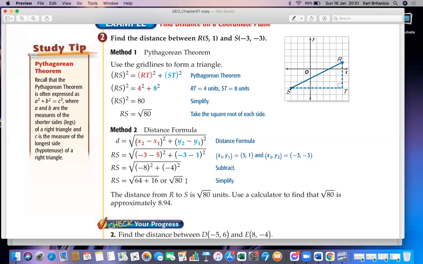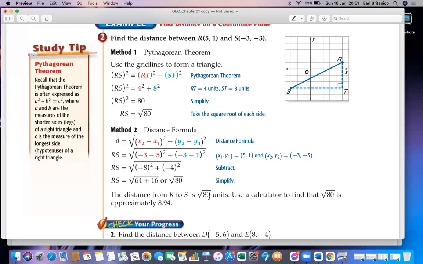Okay, now since you are not allowed to use a calculator, you may write square root of 80, but you can also simplify this. You can also simplify that one with what? With writing it as 80 is 16 times 5, right?